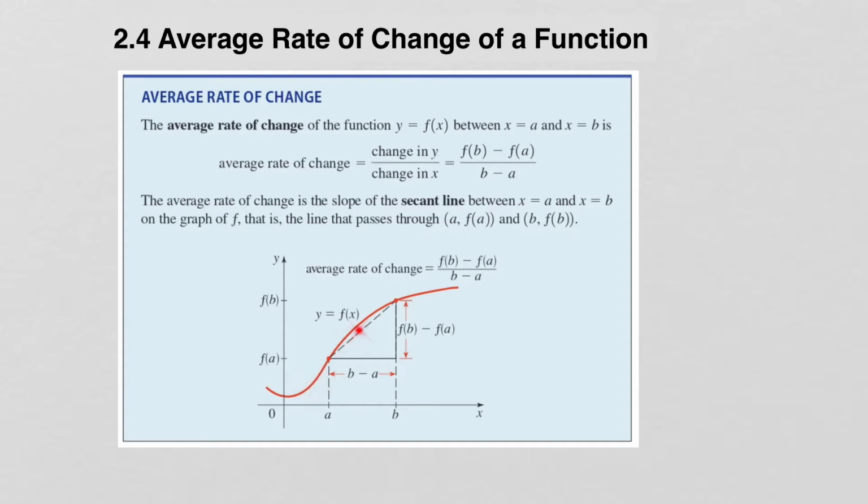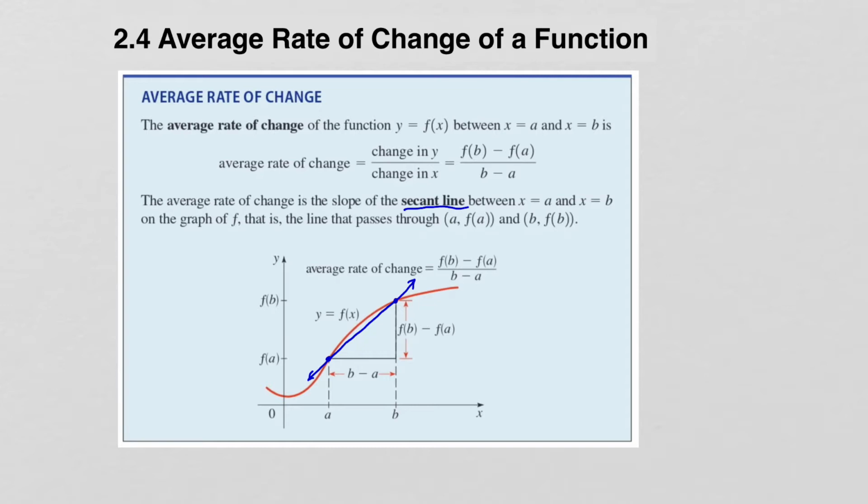So if you go to the function here, we have x equals a, and here's the point on the function at x equals a. And at x equals b, here is the point on the function there. And this average rate of change is nothing more than the slope of this line. And this line is called the secant line. A secant line is a line that intersects the function in two distinct points.